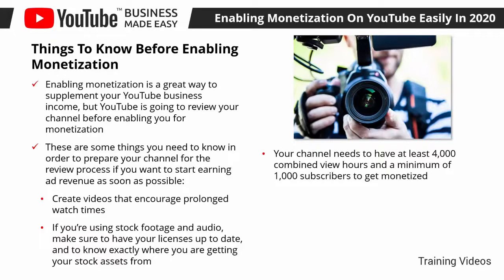Your channel needs to have at least 4,000 combined view hours and a minimum of 1,000 subscribers to get monetized. These numbers aren't difficult to achieve if you produce quality content. It is also necessary to do an SEO audit on your published videos so you can optimize your content for maximum visibility, which will help you reach those numbers more easily.